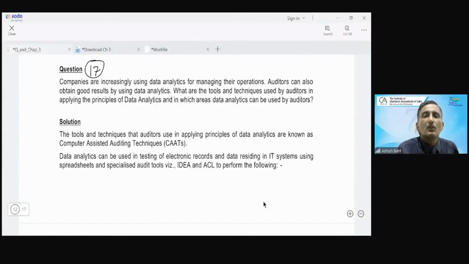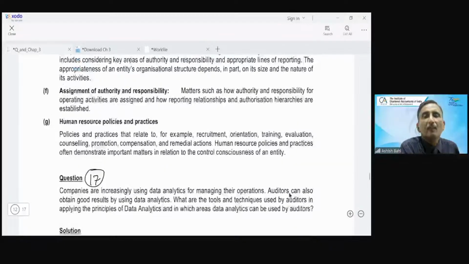Now see this question also. Companies are increasingly using data analytics for managing their operations. Auditors can also obtain good results by using data analytics. What are the tools and techniques used by the auditor in applying the principle of data analytics? And in which areas can data analytics be used by auditors? Again, from the topic of automated environment.